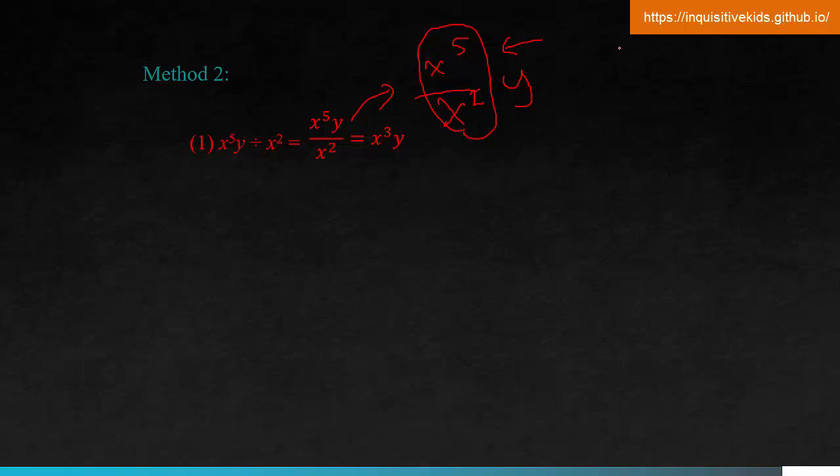So over here we are using the quotient of powers. It's one of the laws of exponents that we learned. X to the fifth power divided by x to the second power. Since they have the same base, the base does not change, and we subtract the exponents. 5 minus 2 equals 3. So we're left with x cubed times y.